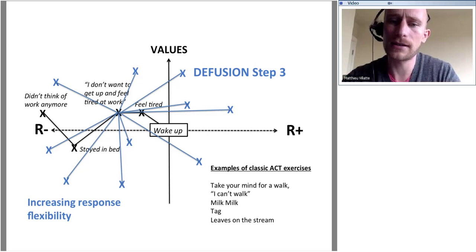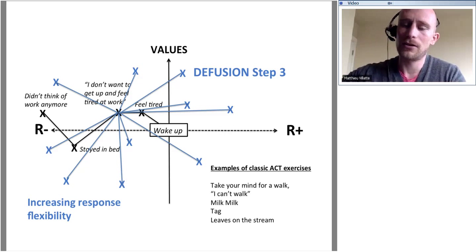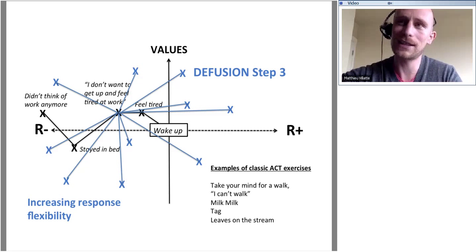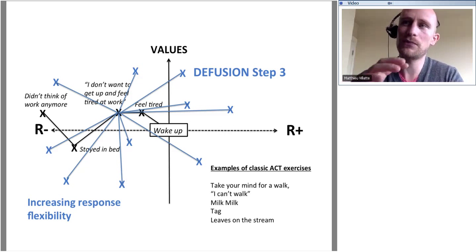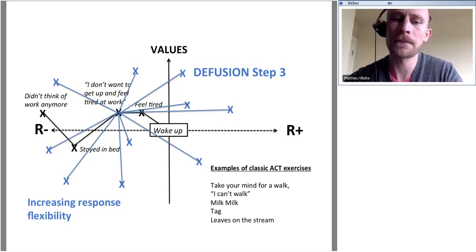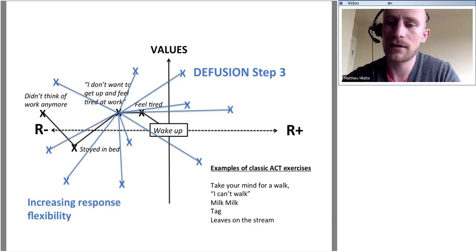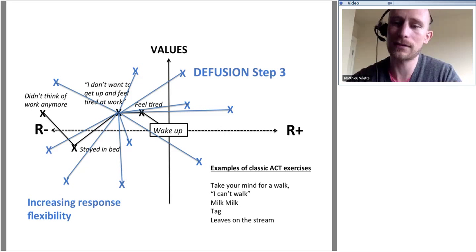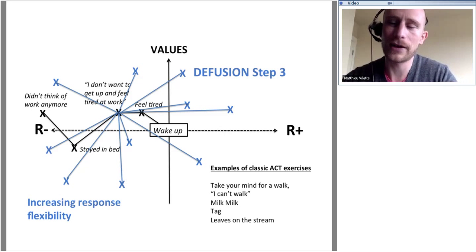Different exercises in ACT, like one I like, it's very simple. You have a client walk in a circle and say out loud, "I can't walk, I can't walk, I can't walk, I can't walk." What's interesting is that when you do that, you shape the ability to engage in a behavior that contradicts a verbal statement, right? So I can say that I don't walk, and at the same time I walk.